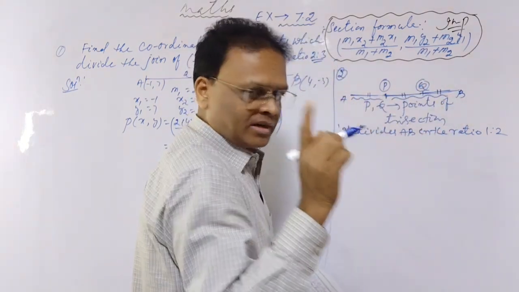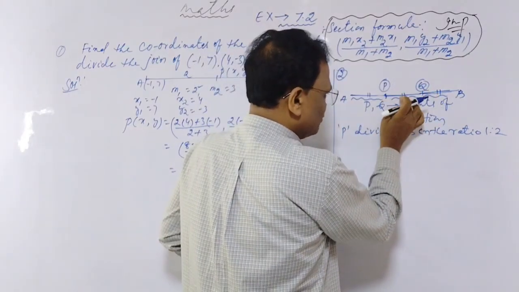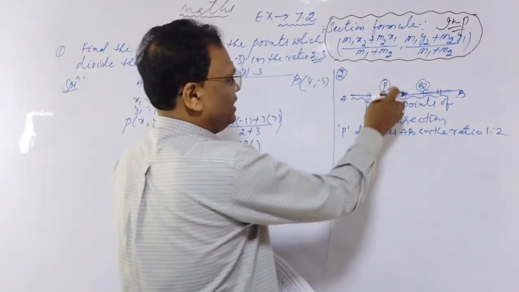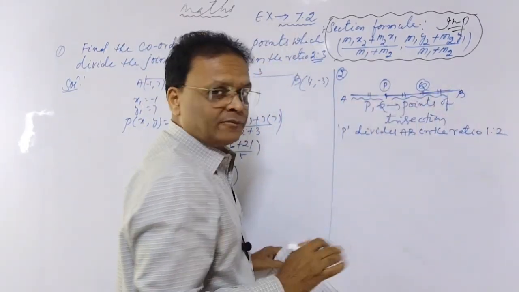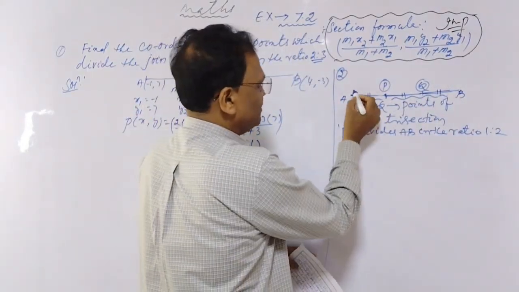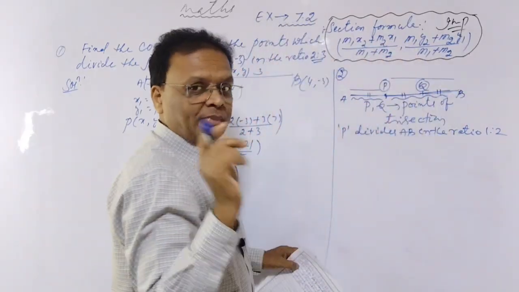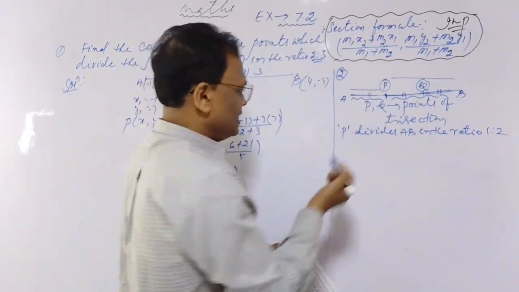Your first part contains only one part, second part contains two parts, 1, 2. So therefore I have written 1:2. So P divides AB in the ratio of 1:2. That means from here to here 1, and from here till here 2 parts. So P divides in the ratio of 1:2.